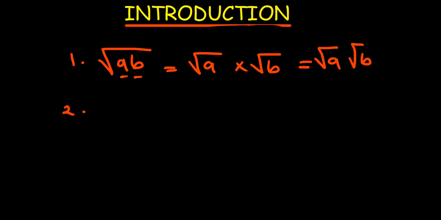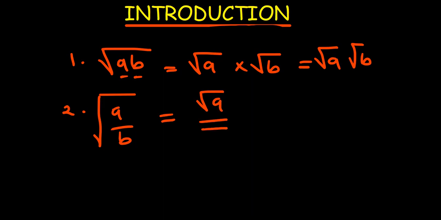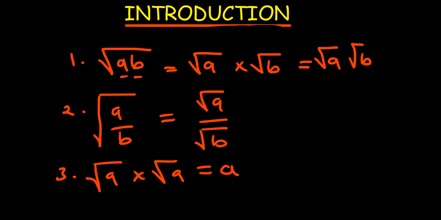Then the other one is that the root of a divided by another number b, I can separate these to say it is root a over root b. And the other one that follows is, if I have root of a multiplying by root of a, this is equal to a. It is equal to a because I square the root, that square cancels out with the 2 and I just remain with a. So these are the three properties that we will use in order to work around surds.